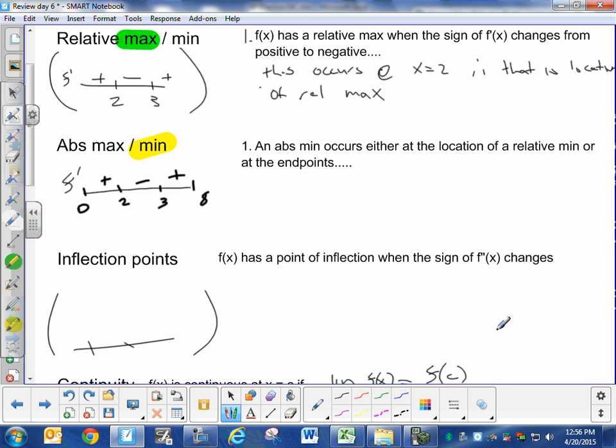Okay? It has to change sign. Has to. And it doesn't have to be f. It could be something has a point of inflection when the sign of its second derivative changes.